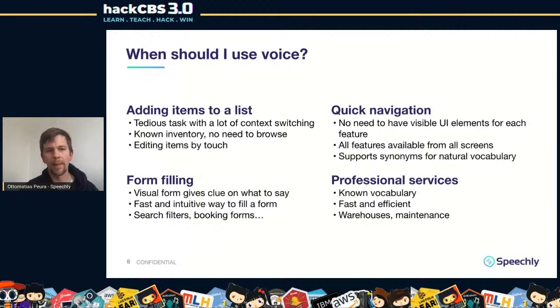There are, of course, many good use cases, but adding items to a list, so the grocery shopping example. But there are a lot more of these. So it could be something like expense tracking. So you can say something like, add $200 expense for last Friday in category restaurant, for example. So it's a tedious task with a lot of context switching, meaning that you have to go to different input boxes and touch and type and whatnot. But with voice, it's very intuitive.